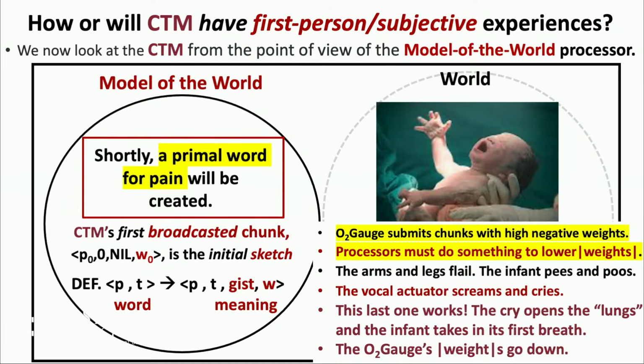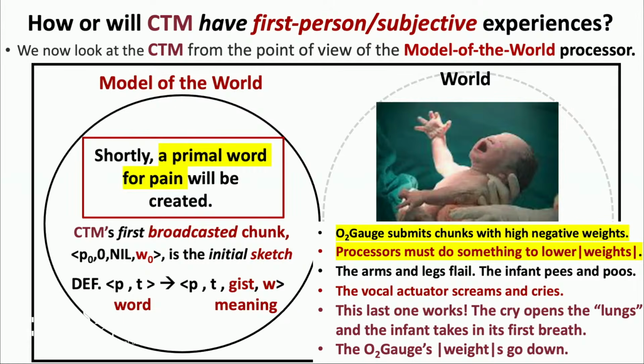And so all the processors know they have to do something, and it's going to be a negative, okay? It's going to be a negative valence, very high negative, okay? And all processors know they need to do something to get that negative weight down, okay? But what the heck, they don't know what to do. So they just do what they do.